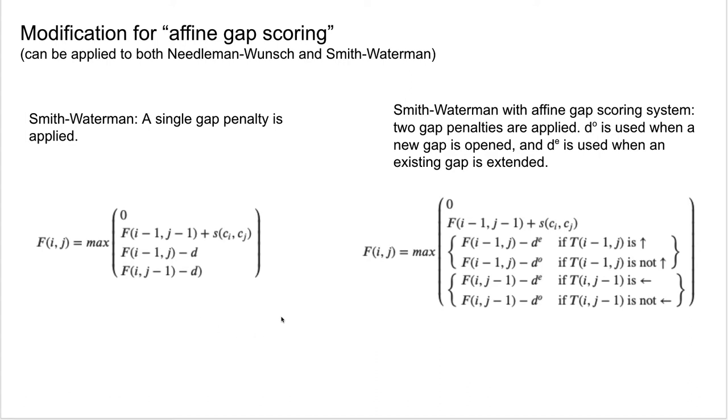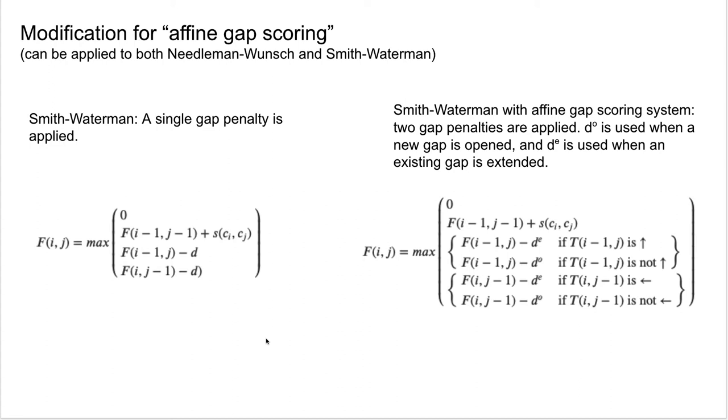The way that we get around this, and this is almost always used in practice by default, is we use an affine gap scoring system. What this means is that there are two penalties that are applied. The first one I refer to as DO, and that is used when a new gap is opened. So the first dash character that you would insert in a sequence would incur a DO penalty. DE is used when an existing gap is extended. If you have opened a gap and you're just making it longer, you typically would incur a smaller penalty than when you first opened that gap. So DO would always be a higher value than DE. Creating a new gap incurs a bigger penalty than extending the length of an existing gap.